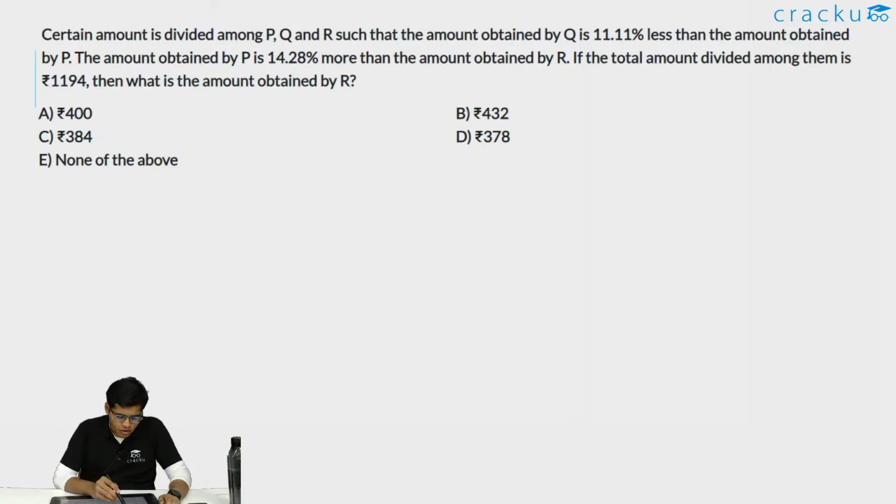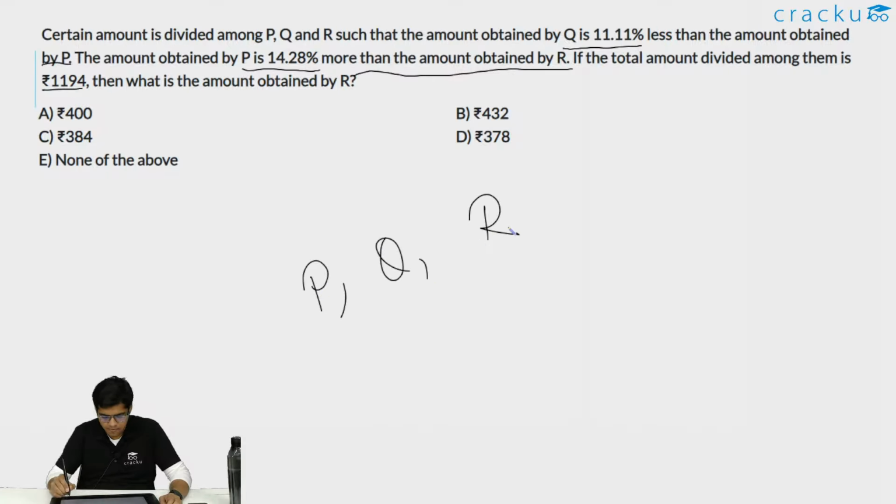A certain amount is divided among P, Q and R such that the amount obtained by Q is 11.11% less than the amount obtained by P. The amount obtained by P is 14.28% more than the amount obtained by R. If the total amount divided among them is rupees 1194, then what is the amount obtained by R? So P, Q and R.